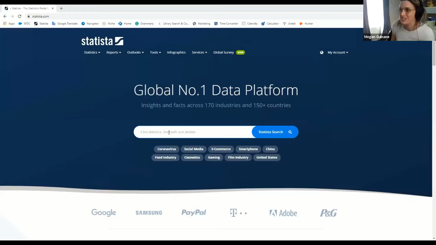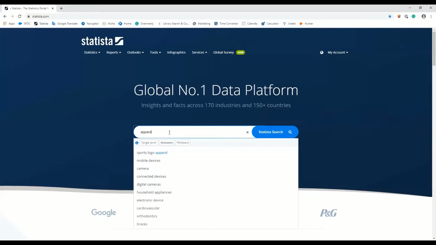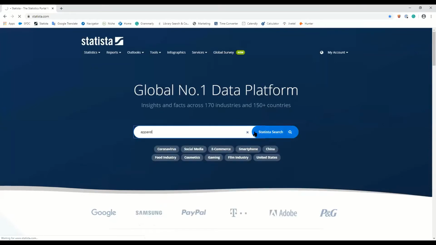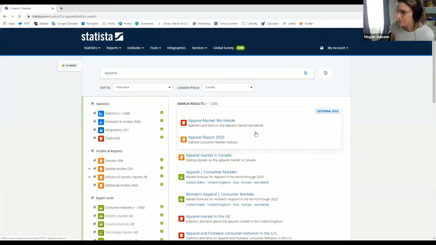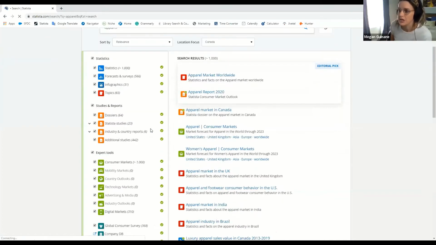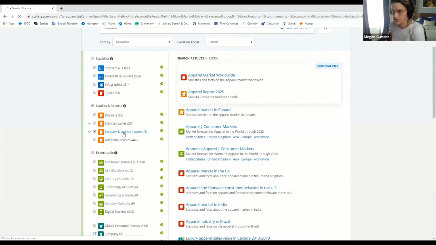All right. Now we're going to go to the Statista homepage. All right. So what's important, the best way to find the data that you need for a particular industry, I say start off with a broad search term and filter down by the data that you need. So I'm going to write down apparel in the search box on the homepage. And then I'm going to filter by industry and country reports because I want to know what's going on in the apparel industry.